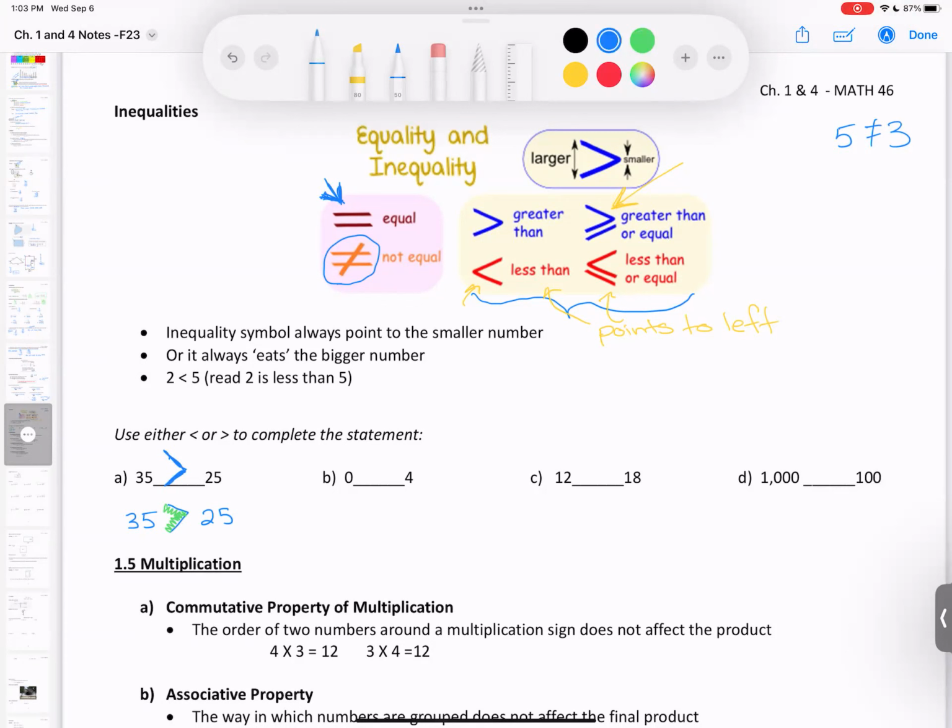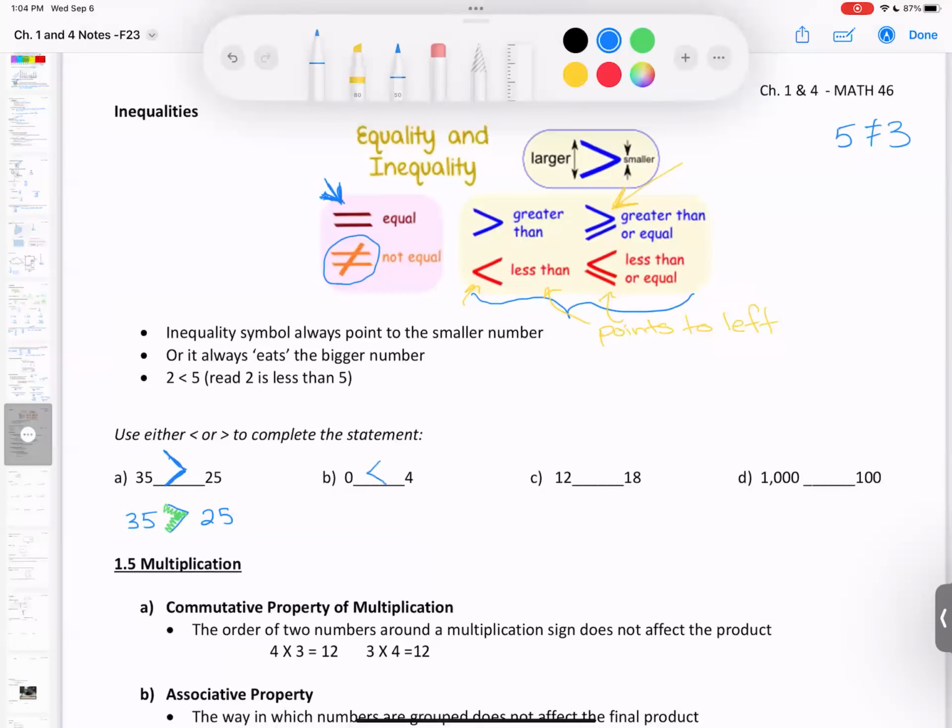So we're eating that larger number. So whichever way works for you. You can eat the larger number or point to the smaller number. Okay, so next example then. So we've got a 0 and a 4. We want an inequality statement that would be true. So if we want to figure out an inequality statement that would be true, we can eat the larger number here. And you would read that then as 0 is less than 4.